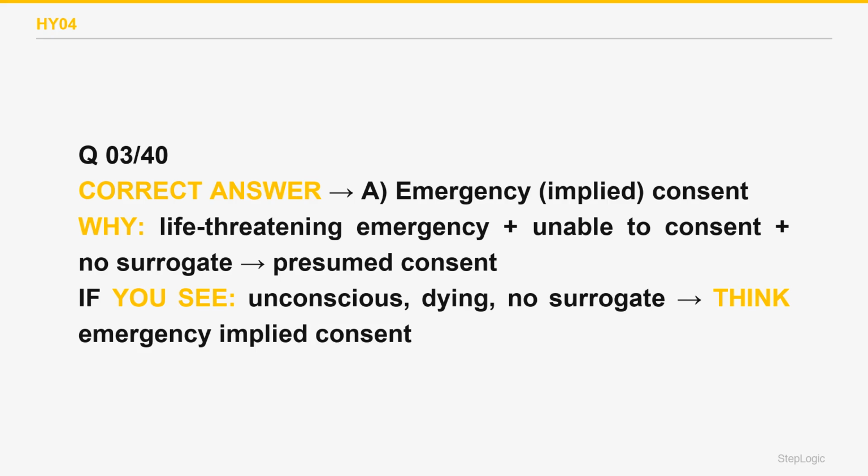Therapeutic privilege is about withholding information from a patient who could otherwise decide, not about acting in an emergency. Choice B wrong. Substituted judgment requires a surrogate applying the patient's known wishes, which are unavailable here since no one knows him. Choice D wrong. Emergency implied consent justifies proceeding.